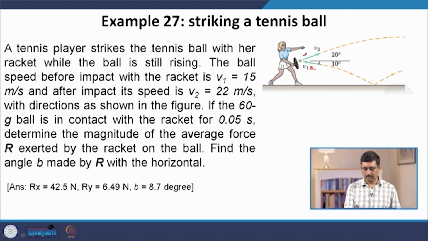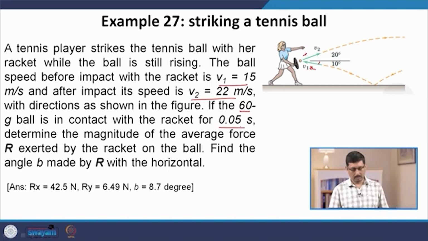The speed, the magnitude of V1, is 15 meters per second, and after impact, after it gets hit by the racket, the speed increased to 22 meters per second. The mass of the ball is 60 gram and the duration of contact with the racket, that is the duration of impulse, is 0.05 second.